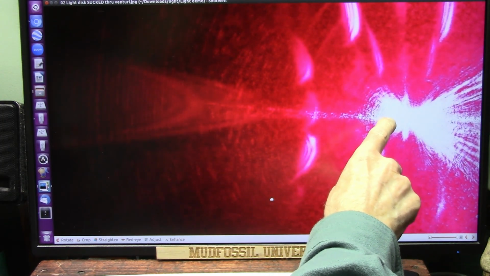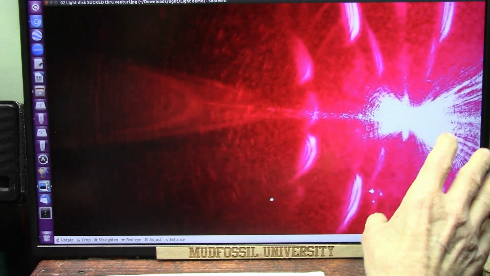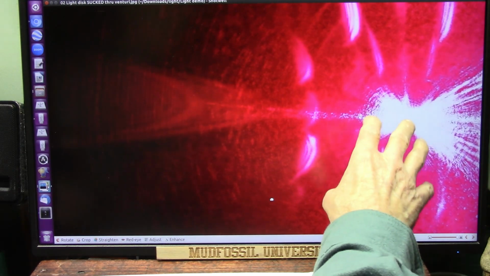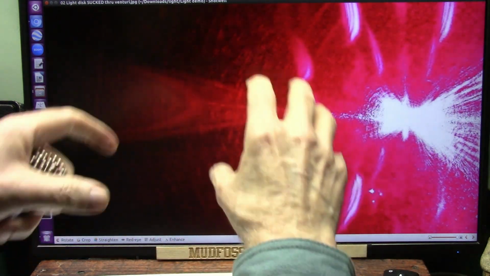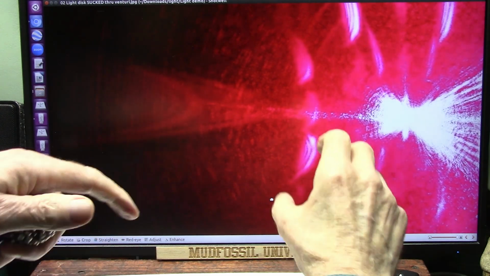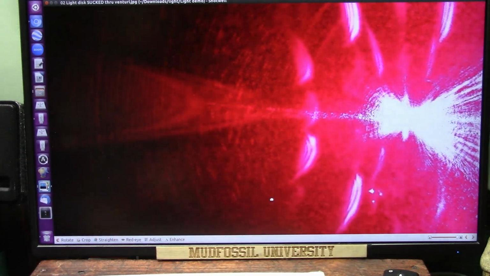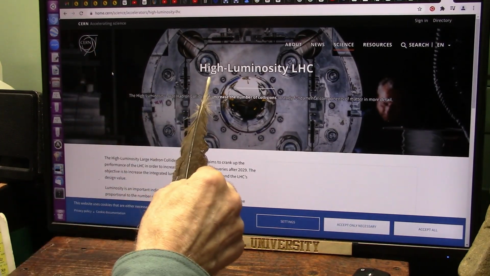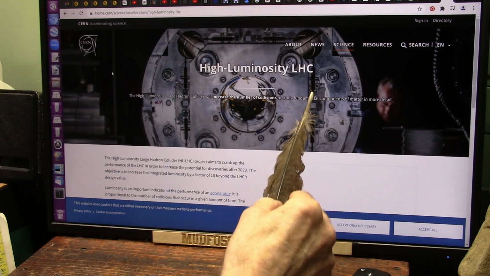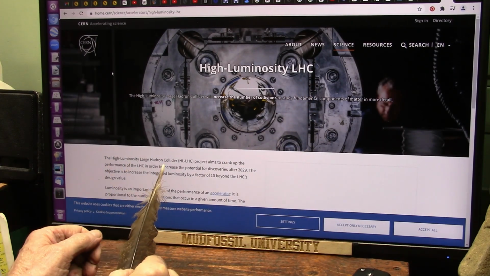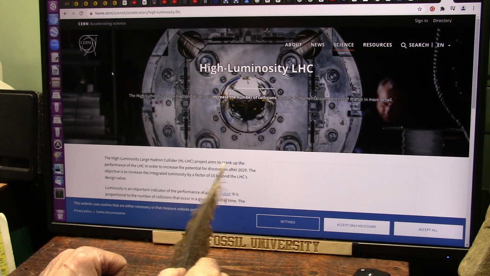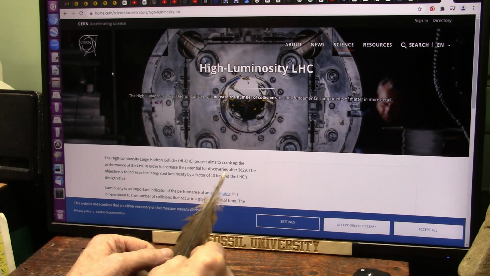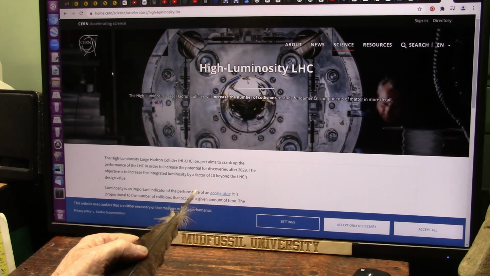And energy is nothing more than brilliance. The more luminosity, the more energy. That's a fact. Ask any physicist, they know that. They rate these accelerators, how explosive and how much power they're putting out by luminosity. That's it right there. See, I'm not just running my mouth. This is CERN, high luminosity LHC. High luminosity project aims to crank up the performance in order to increase the potential discoveries after 2029. We can do this today.